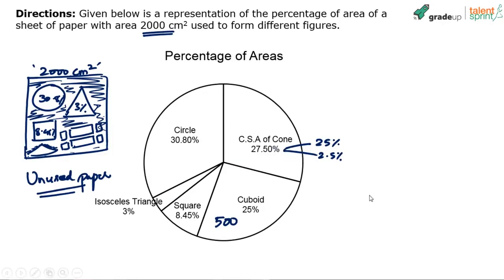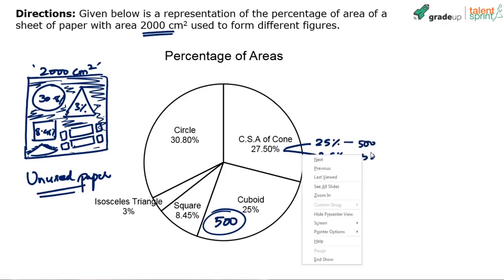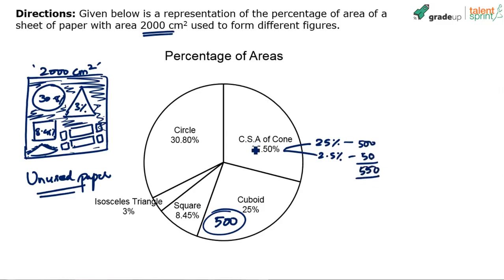27.5 is 25 plus 2.5. Now we have already calculated that 25 is 500. If 25 is 500, 2.5 will be 50. Yes or no? If 25% is 500, 2.5% would be 50. So 500 plus 50, 550, which means the area occupied by the curved surface of the cone is 550. See, I'm explaining, so it's taking so much of time. When you do it yourself mentally, it should happen very quickly, very rapidly in your brain, that 500 plus 50, 550 will be the value here.